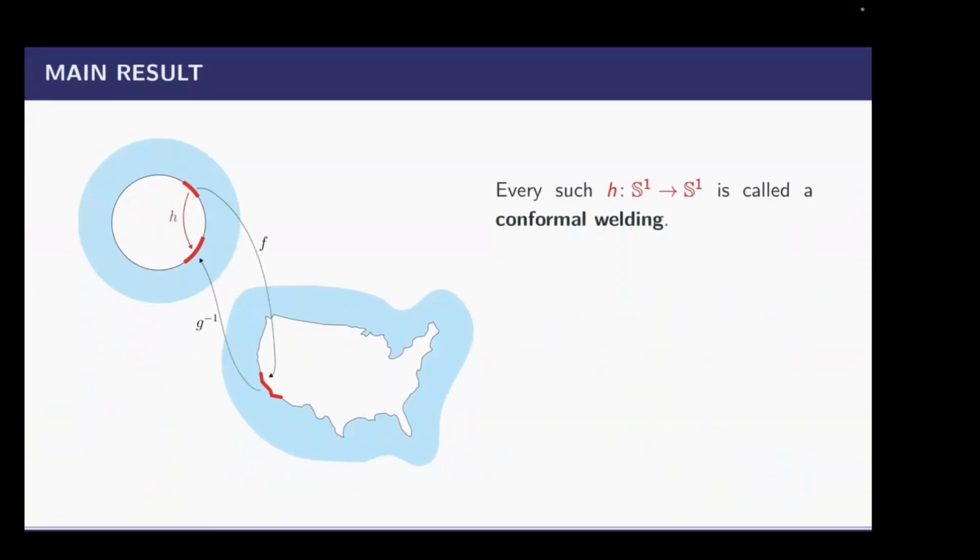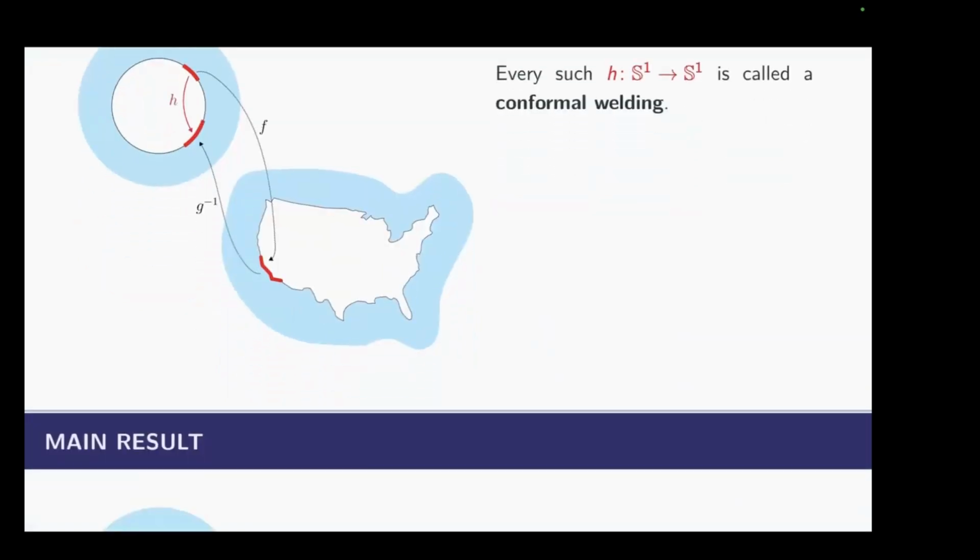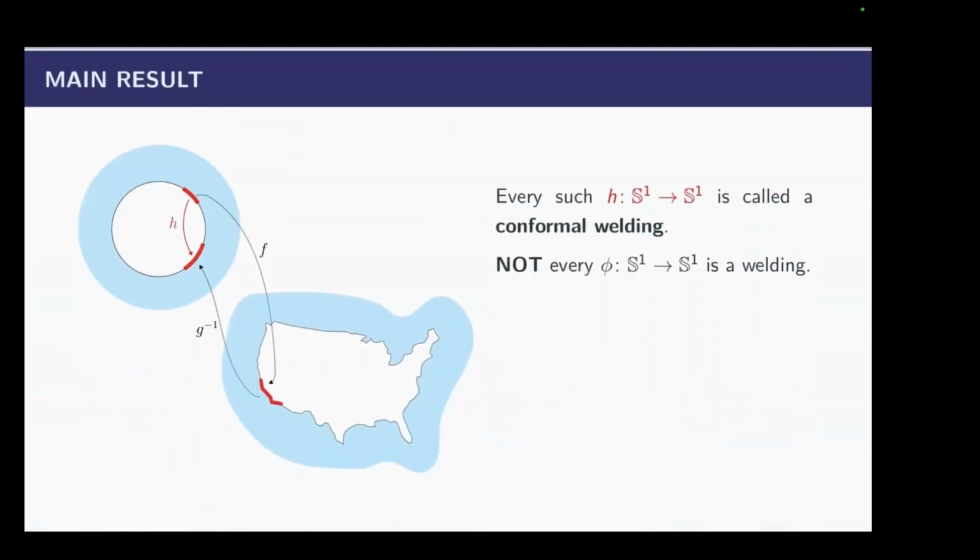So every such circle homeomorphism is called a conformal welding. And now, given a circle homeomorphism, the natural question is: is every circle homeomorphism a conformal welding? Does someone know the answer? Well, the answer, of course, is no. I will show you an example later, and if we have time and if you want, I can prove to you that the example I will give you is not a conformal welding.